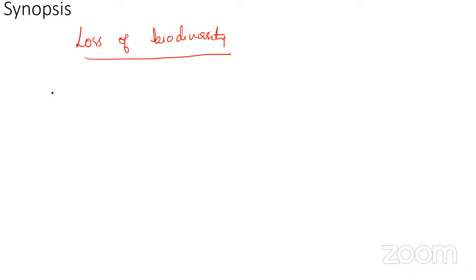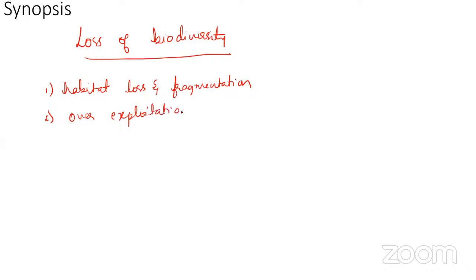Then you have studied the causes for this loss of biodiversity. One, as you know, is habitat loss and fragmentation. The second reason for loss of biodiversity is over-exploitation. Under over-exploitation, you have seen the examples of Stellar's sea cow as well as the passenger pigeon, which got extinct.